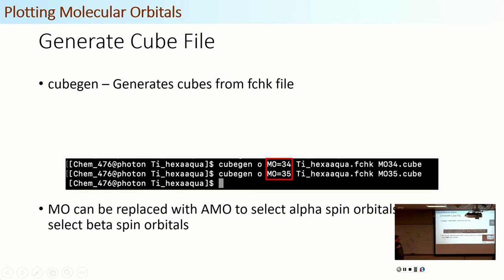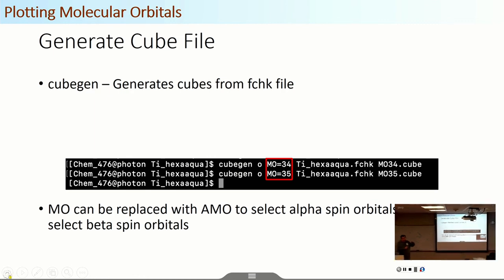And the area that I have boxed here in red, there are several different options you can use. What I have here is MO=N, which lets us specify which specific molecular orbital we're looking at. You could also use AMO and BMO=N. Those will select the alpha or beta spin occupancy orbitals.